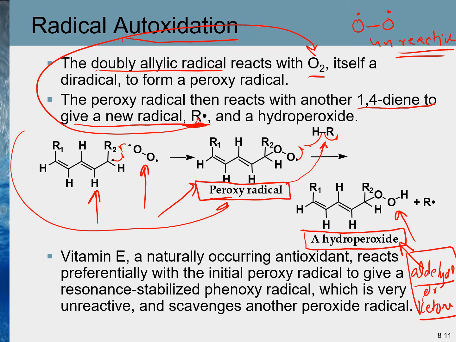The second method is that we should add a radical scavenger such as vitamin E. Vitamin E is a naturally occurring antioxidant. It reacts with the initial peroxy radical. When this peroxy radical is formed, vitamin E will react with it and generate a product which is known as a phenoxy radical. This phenoxy radical is stable. So vitamin E will capture the peroxy radical and prevent it from undergoing the chain reaction. It will stop that peroxy radical from degrading any more fatty acid chains.